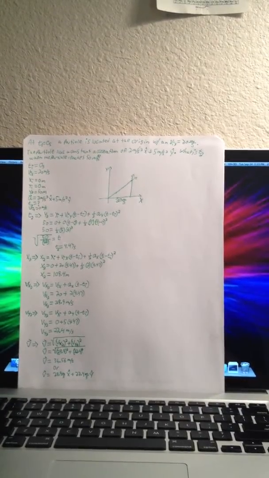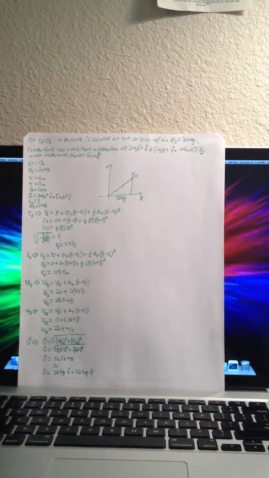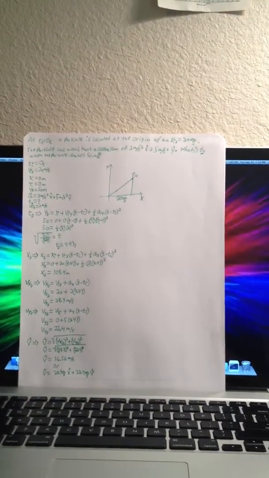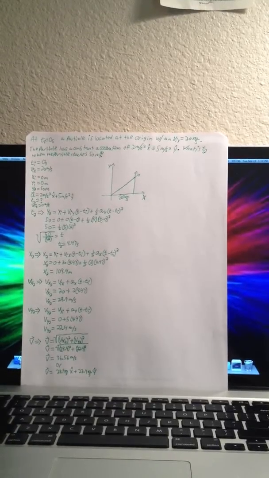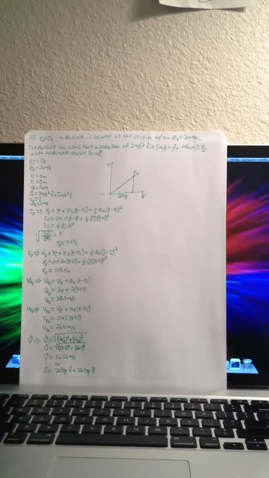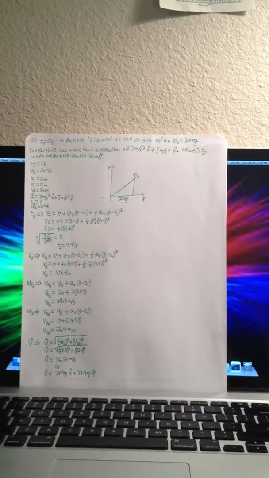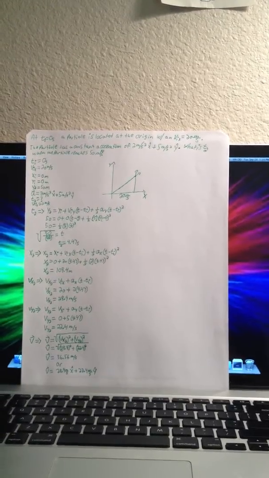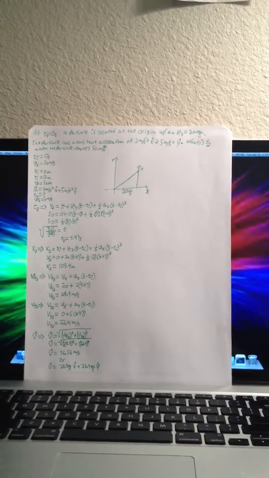Our time is 0, so we can draw up a chart labeling our vector, and we can move on from there. We know we are asked what the time is when the particle reaches 50 meters, so we can use our basic kinematic equations to solve for this.